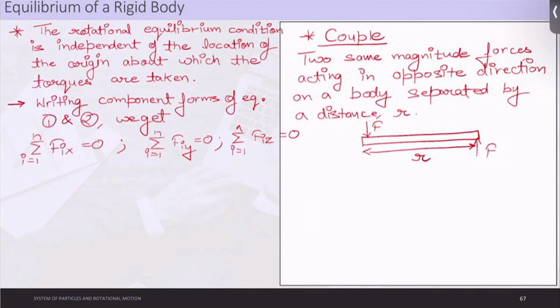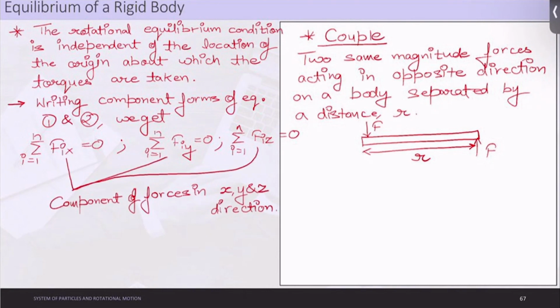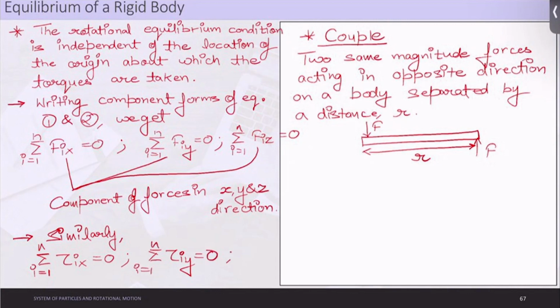Okay, what are Fix, Fiy, Fiz? They are nothing but the components of the forces in the x, y, and z direction. Similarly, we can write the torques: the summation of torque Ix over all the particles, I from 1 to n, is equal to 0. Similarly, summation torque Iy is equal to 0, I from 1 to n. And similarly, summation torque Iz, where I is from 1 to n, is also equal to 0.